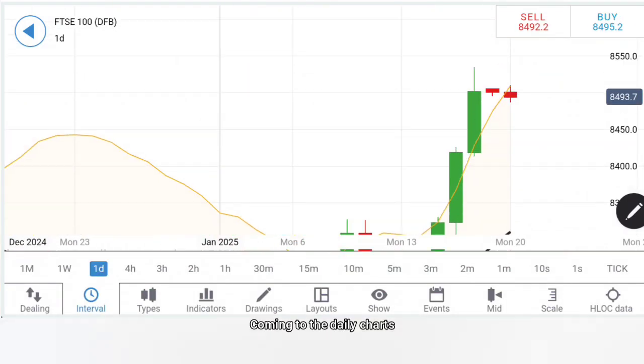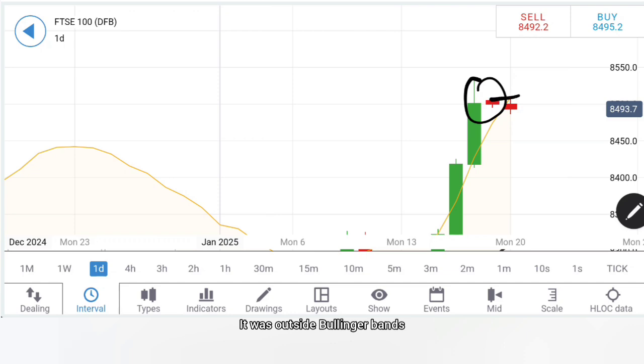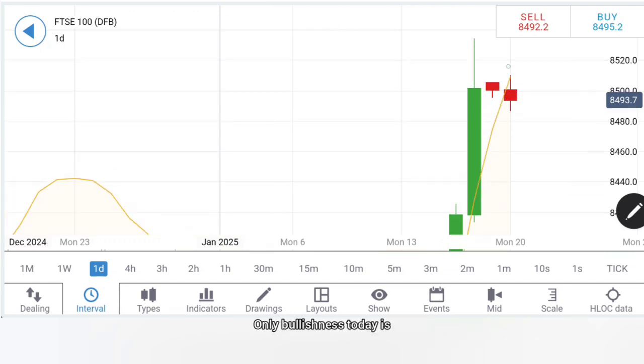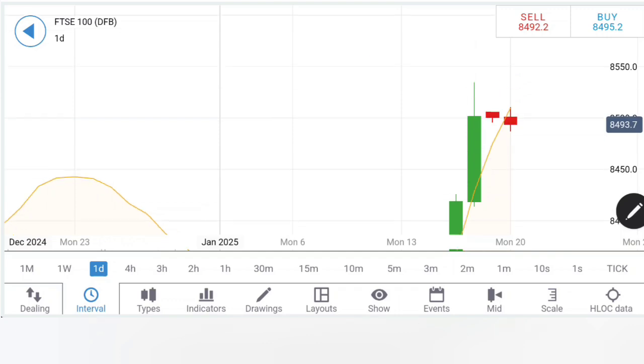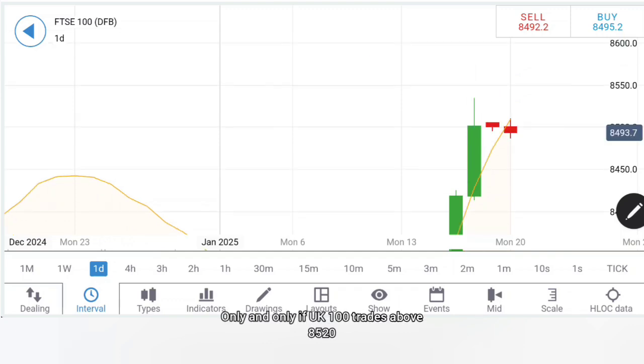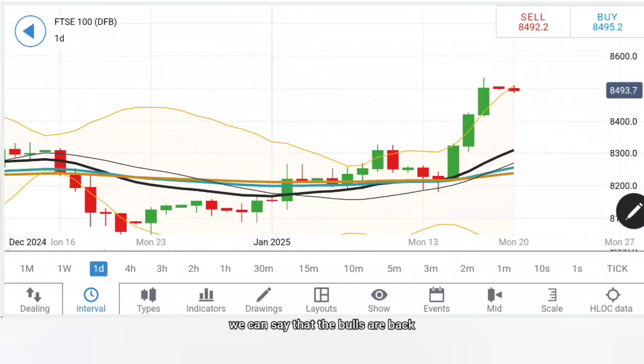Coming to the daily charts, what has happened? It was outside Bollinger Bands. It has opened with the flat top, trying to retrace, trying to erase. Only bullishness today is if you see it is staying beyond 8520. Remember this fact. Only and only if UK 100 trades above 8520, we can say that the bulls are back.